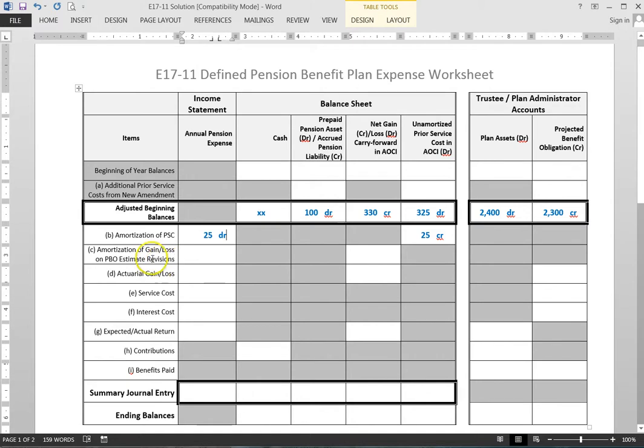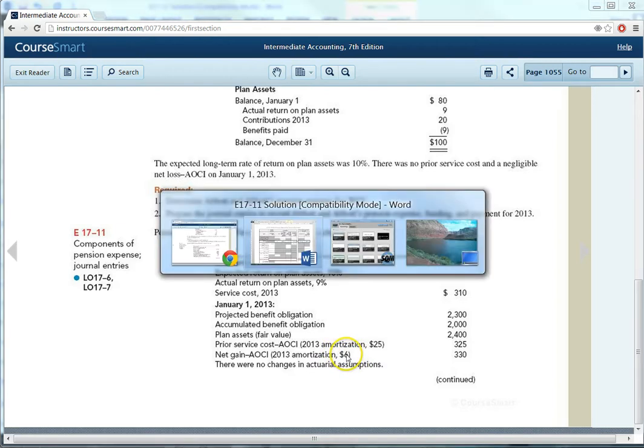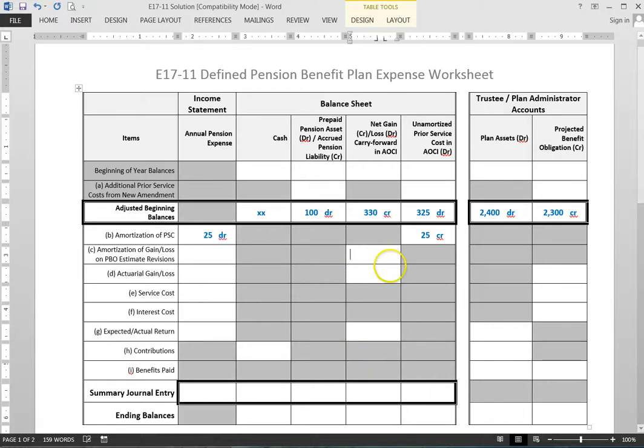Next item then is to deal with the amortization of any pre-existing gains or losses, and we're told here that the 2013 amortization of the gain carry forward is going to be $6,000. And so once again, amortization means reducing the balance. So in this case, since I have a credit balance account, I need to place a $6,000 debit entry to reduce that balance. And then there'll be a corresponding credit entry over here in the pension expense. And hopefully that makes sense.